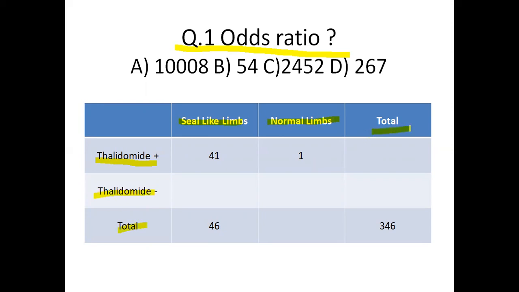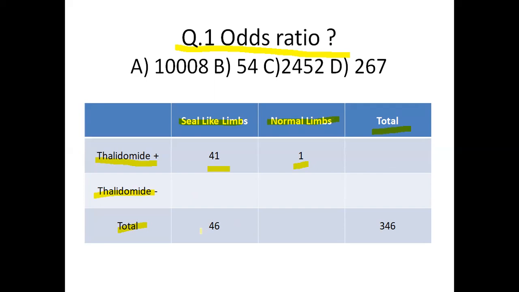Now, remarkably, only four figures are given. Seal-like limbs amongst thalidomide present is 41. Normal limbs thalidomide present is 1. The total is missing. The whole second row is missing, which makes it look like this problem is impossible, but believe me, it is not.